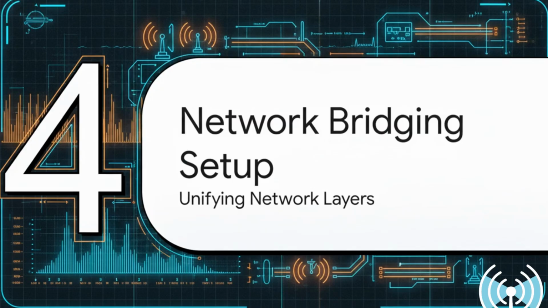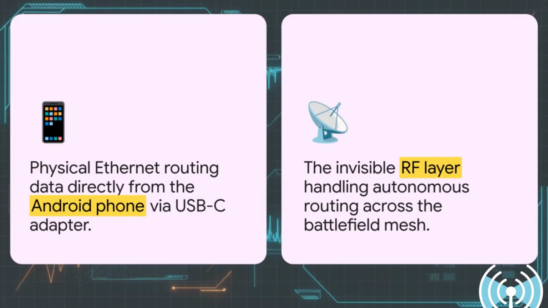Section 4. Linux network bridging setup, unifying the network layers. Okay, kernel is ready. MTU is optimized. Now we need to fuse our physical connections with those invisible radio frequencies. Think of ETH0 as your physical, hardwired connection coming from your Android phone into the SDR board. Then you have BAT0 and TAP0. That is your invisible, software-defined RF mesh layer autonomously talking to other nodes out there on the battlefield.